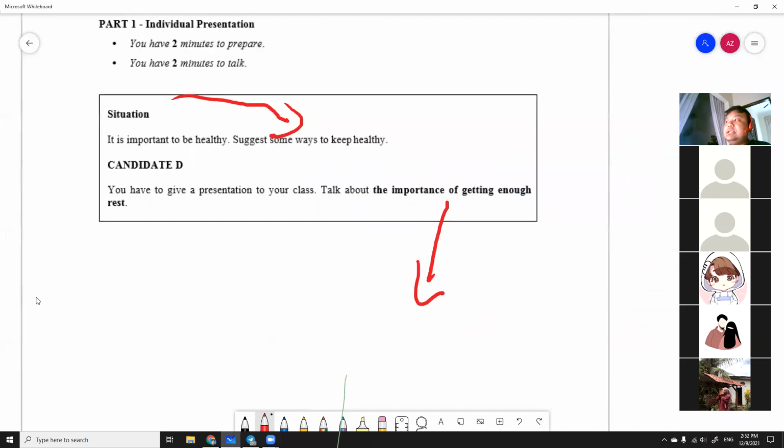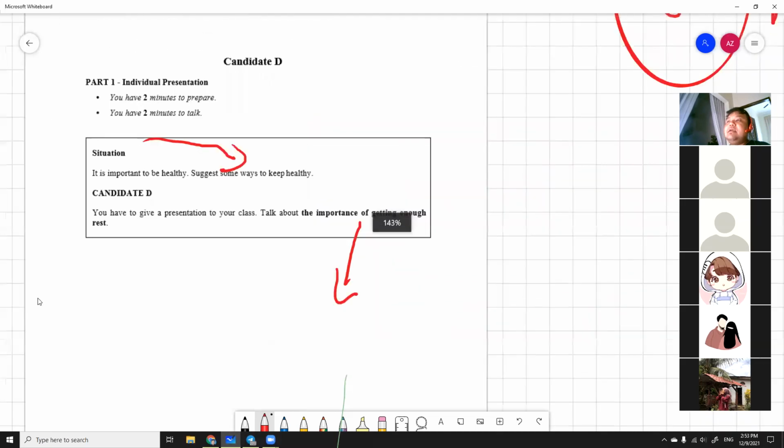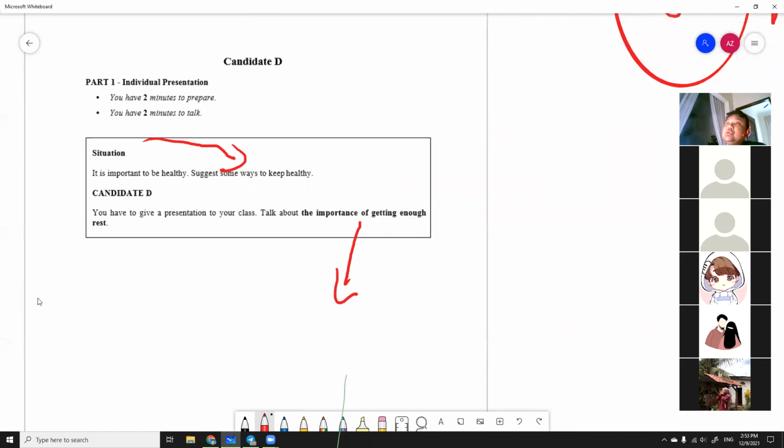Okay, over here, right? This is big enough. Okay, so let's say you are chosen as candidate. You are appointed as candidate D, right? So once the examiner allows you to open up the question paper, you will see your part 1 first. Don't worry so much about part 2. You'll be given time to discuss part 2 later on as well.